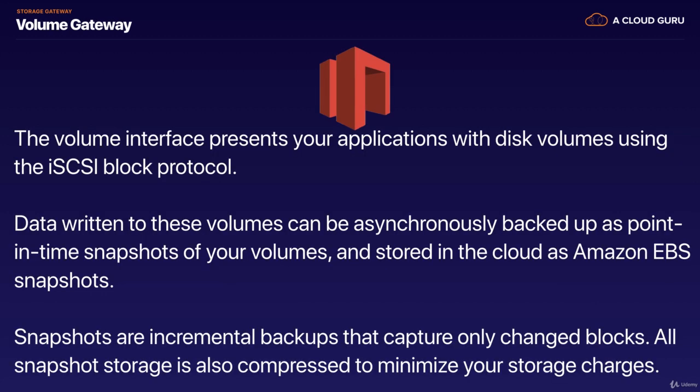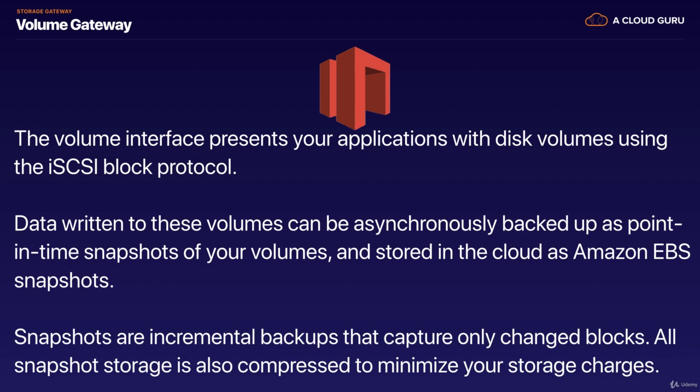Volume Gateway basically presents your applications with the iSCSI block protocol. So you can use virtual hard disk drives, and data written to these volumes can then be asynchronously backed up as point-in-time snapshots of your volumes and stored in the cloud as EBS snapshots. And the snapshots are incremental backups that capture only changed blocks, and all the snapshot storage is also compressed to minimize your storage charges. So Volume Gateway basically is a way of storing your virtual hard disk drives in S3, and it looks like EBS snapshots.